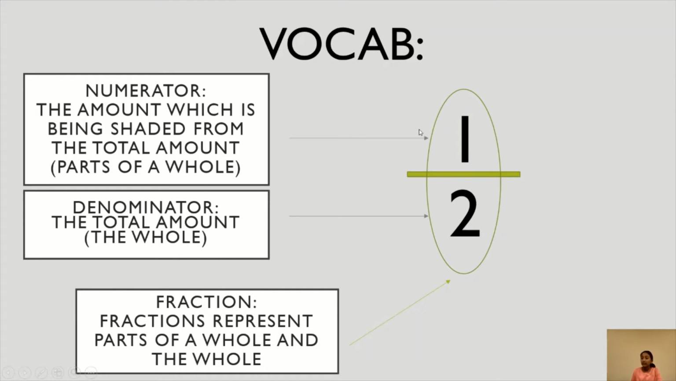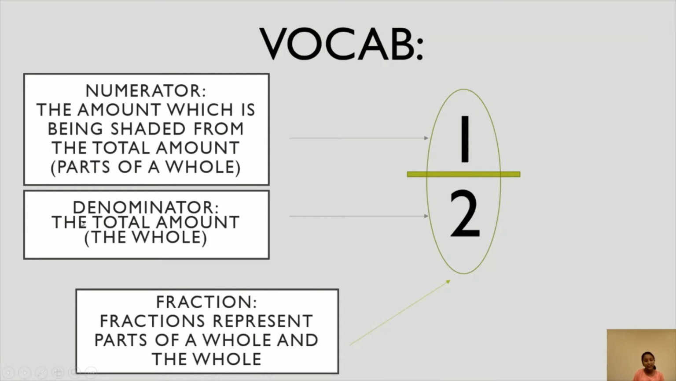So the top part of a fraction is called the numerator. What is a numerator? A numerator is the amount which is being shaded from the total amount. So being shaded is only one of the stuff a numerator could be, but it really could be anything. Say for example, you have a cake and you cut it into many slices, and you take a few of the slices. The amount that you take is the numerator, if you want to write that part in a fraction. So if you think about it, that is pretty much considered as parts of a whole.